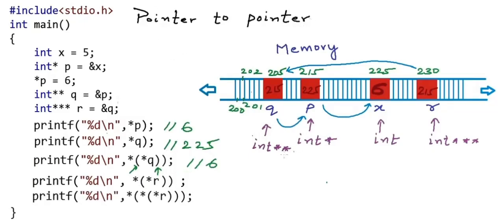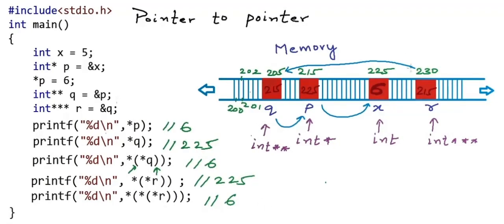Now what about these two print statements, **r and ***r? *r means the value in Q, which will be 215, and then one more dereferencing will take us to the value in P, which is 225, and one more dereferencing will take us to the value in X, which will be 6. If you see, this is really interesting.